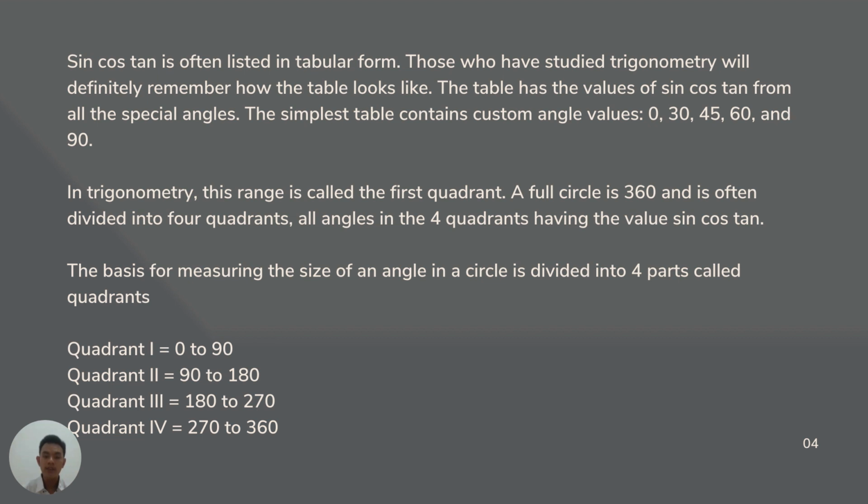A full circle is 360 and is often divided into 4 quadrants. All angles in the 4 quadrants have the value sin, cos, tan. The basis for measuring the size of an angle in a circle is divided into 4 parts called quadrants. Quadrant 1 from 0 degrees to 90 degrees, then quadrant 2 from 90 degrees to 180 degrees, and quadrant 3 from 180 degrees to 270 degrees, then quadrant 4 from 270 degrees to 360 degrees.